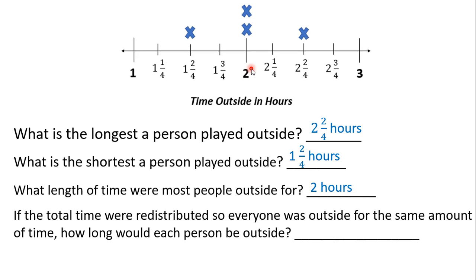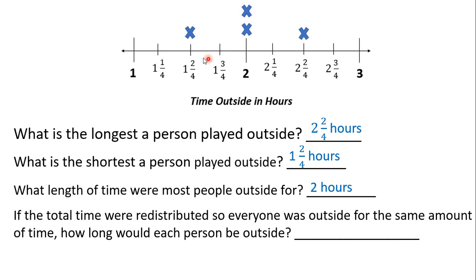Finally, if the total amount of time were redistributed, so everyone was outside for the same amount of time, how long would each person be outside for? So this is where we're going to add up all of the data points and how long each person was outside for. And then we're going to divide it by the total number of people that were outside.